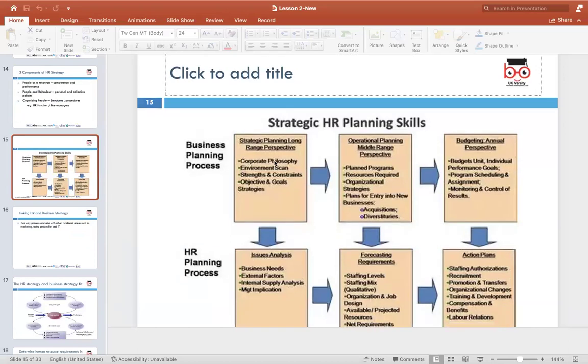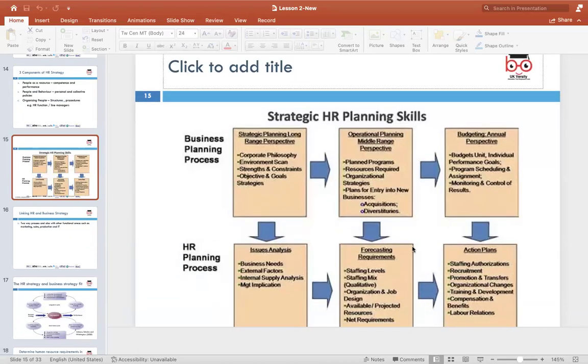We spoke about this yesterday as well, which essentially says strategic HR planning skills and how you need to align your HR planning skills with the business planning process. This explains how a business plans its entire process, and then it explains how HR comes into place. For example, you have strategic planning, long range perspective, operational planning, middle range perspective, budgeting, annual perspective.